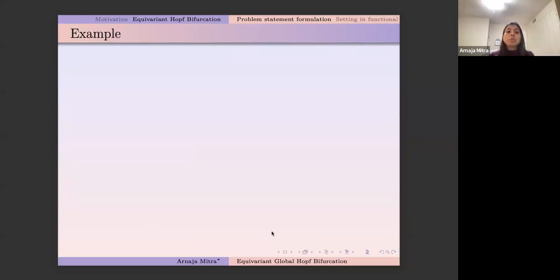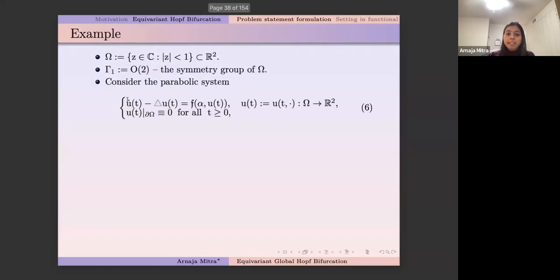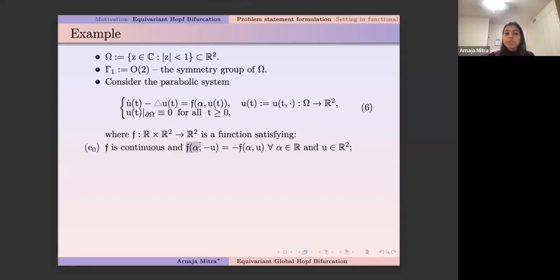Besides reaching our result, I also built an example to set up the concepts parallelly. In my example, I consider that omega, a subset of R2, is a domain, and gamma 1 is a symmetric group of omega. In this case, my system is equation 2, where my operator is the negative Laplace operator, which is a self-adjoint monotone operator, and also it is gamma equivariant, here gamma is O2. And moreover, we consider f an odd function. We will require this for the global result.